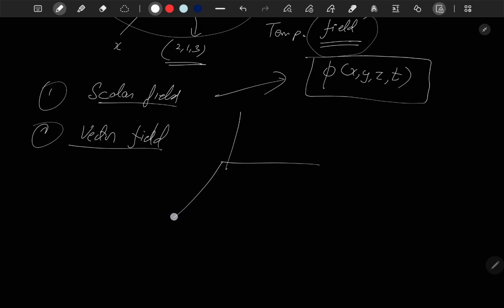We again have three-dimensional space, and at every point we associate a vector, which means it has some value, say 2 something, and a direction, some a cap, right? So if at every point we associate a vector, then we will have a vector field. So this vector field will also be a function of space time. So consider F(x, y, z), and maybe time as well, right?